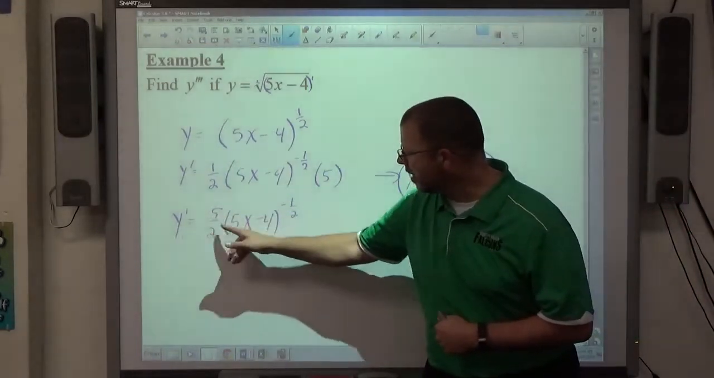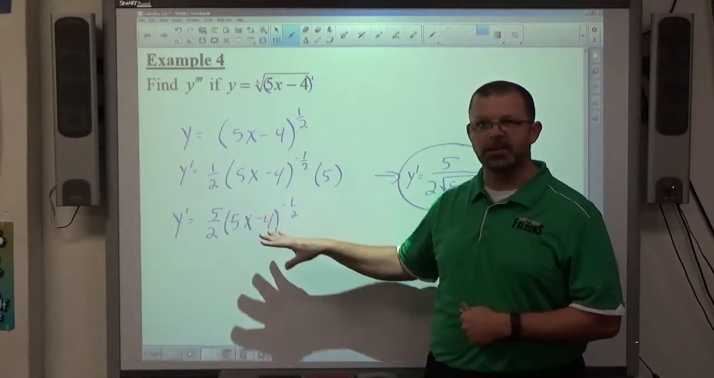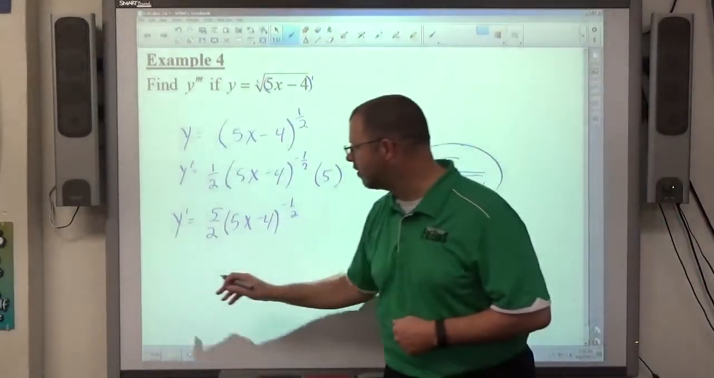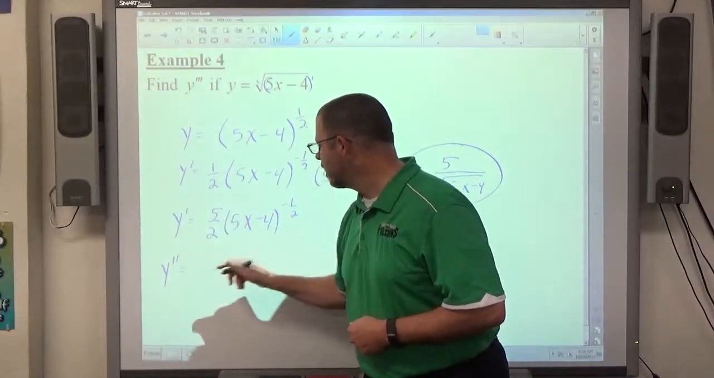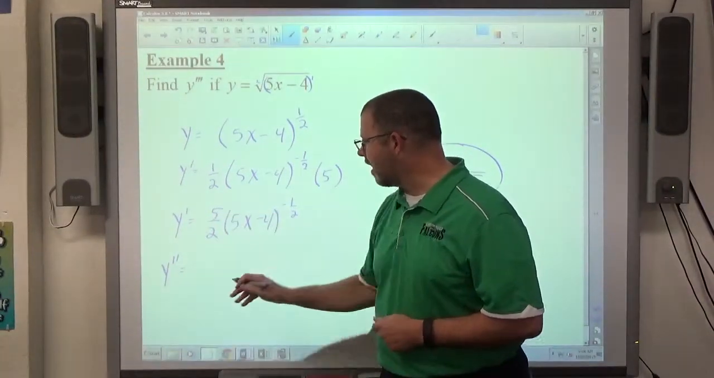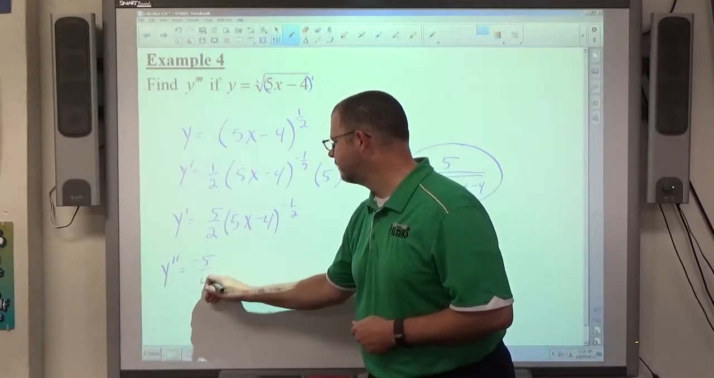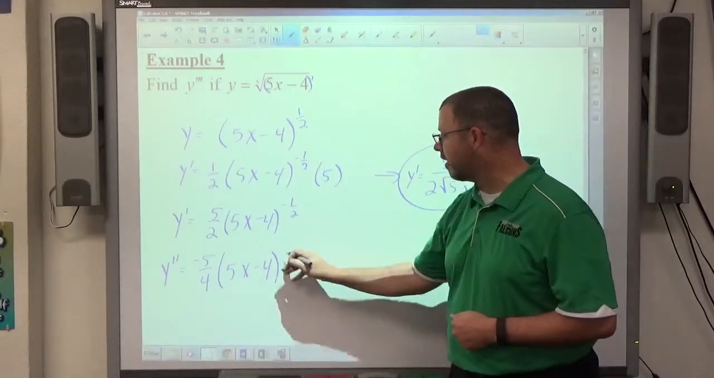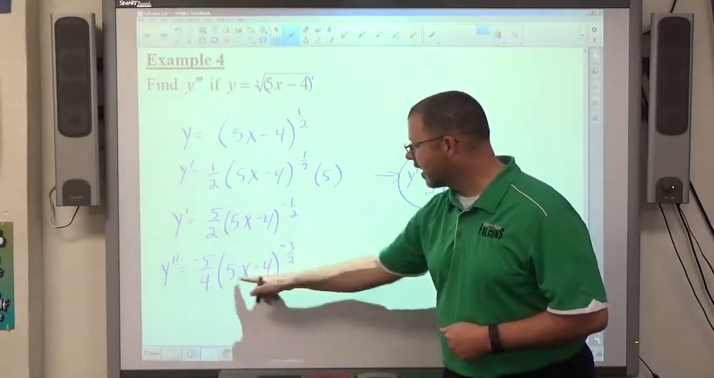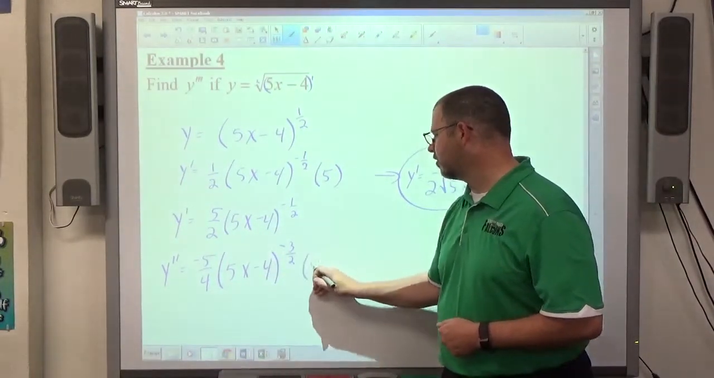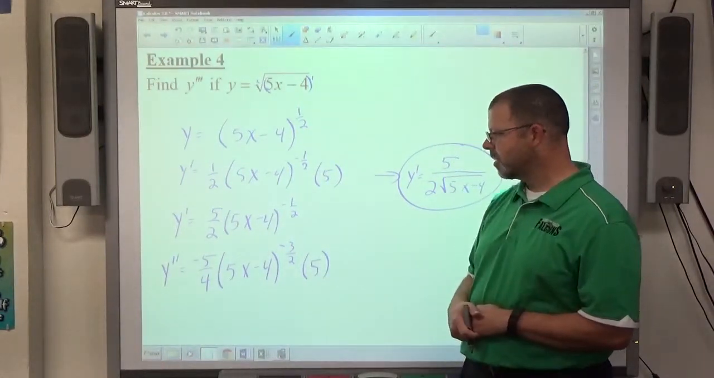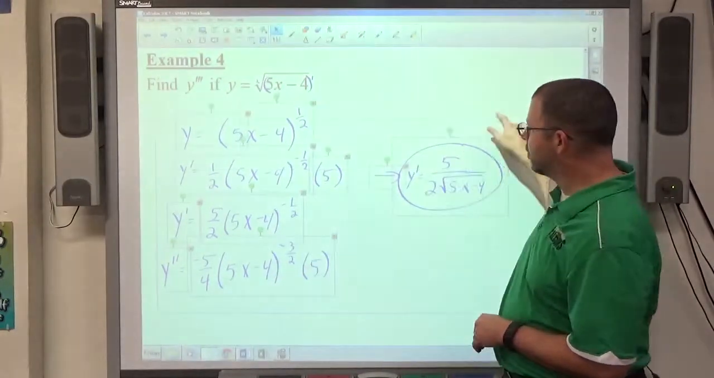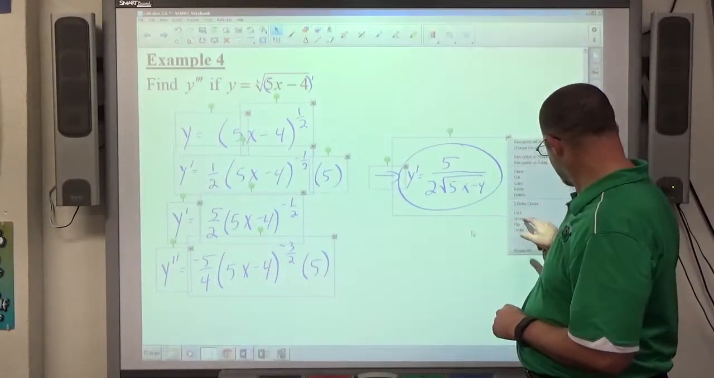Look at what's happening here. We have a number times an object raised to a power. So again, it's a power structure, so the power rule works again to do a derivative. So y double prime, I take negative 1/2 times 5/2, that makes negative 5/4. I'm going to do 5x minus 4, I reduce the power by 1, negative 1/2 minus 1 is negative 3/2. Then I have to multiply by the derivative of 5x minus 4, which is 5. Again, that is the second derivative, that's the correct answer for it. It's not as simplified as it could be, but it's pretty good.